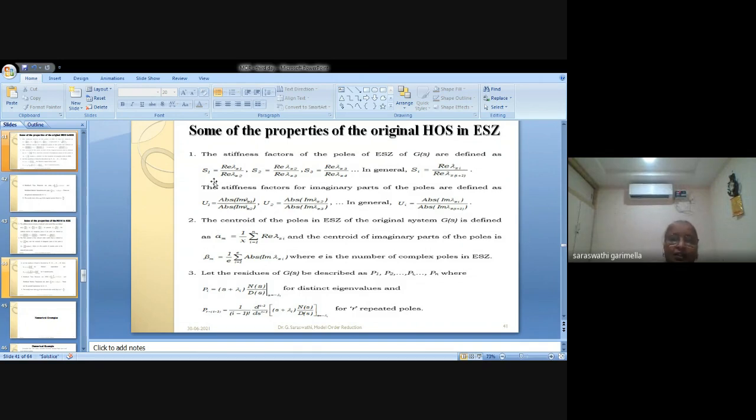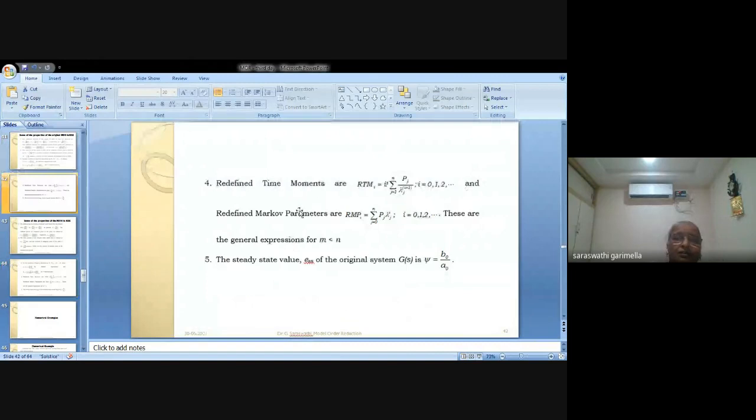But here I am defining for the original systems, and we will calculate the residues of the original systems. What do we calculate? We will calculate stiffness factors, centroids, and residues. Then we will calculate the RTMs and RMPs for the original systems. And we are matching the steady state value. I said one time moment must be matched for all frequency methods. That is the steady state value, B0 by A0, and that is also being matched.